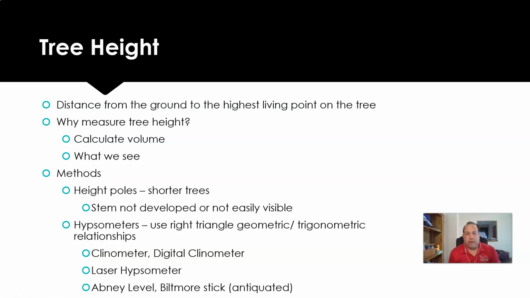We do have three main ways to go about this. The first way is by using a height pole, which is just a pole with different marks or gradations on it that signify a certain height. These are used for trees when you don't have a well-developed stem, or younger trees that are sometimes bushier, where you can't really get a good look at the stem. It's just easier with these shorter, younger trees to take these measurements using a height pole.